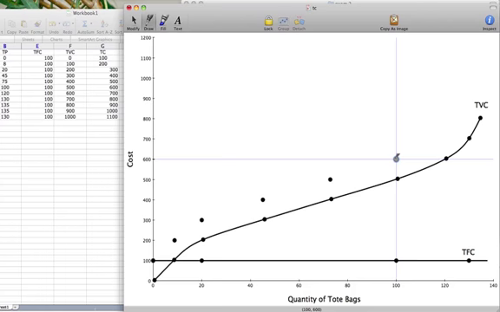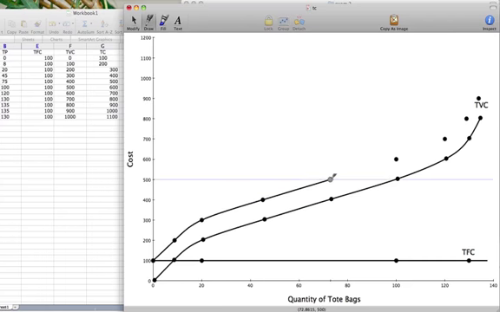When 120 tote bags were produced, the cost was $700. When 130 tote bags were produced, the cost was $800. And when 135 tote bags were produced, the cost was $900. We can connect these points on the graph, and we see that total cost increases with the amount produced.